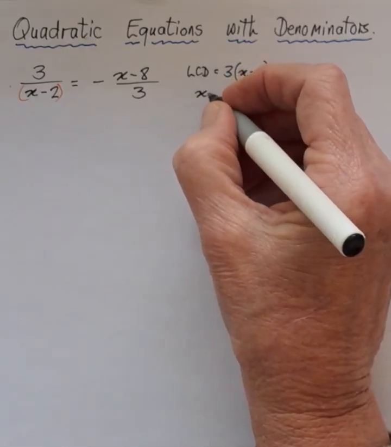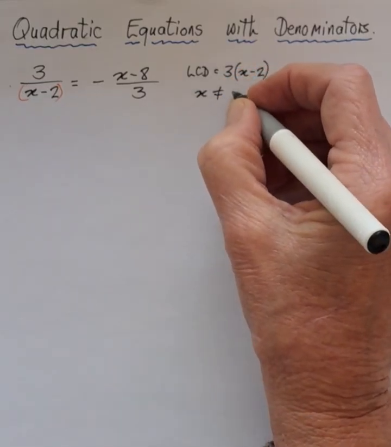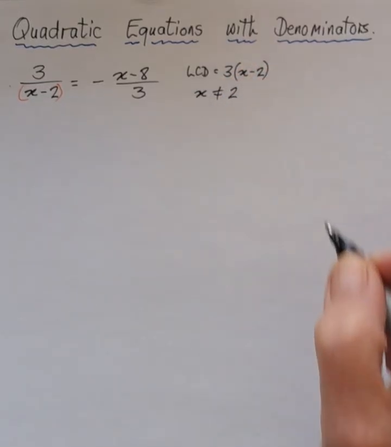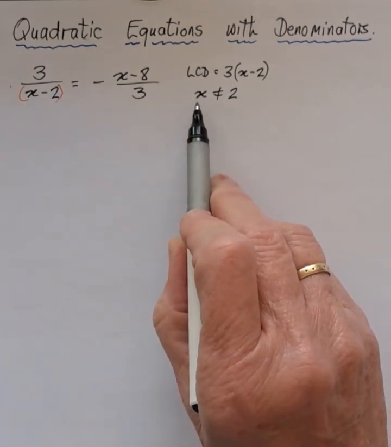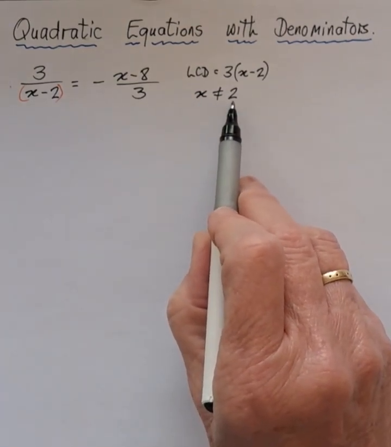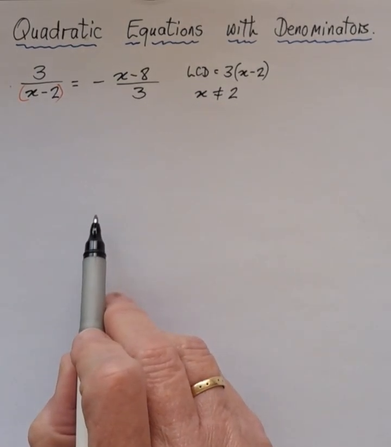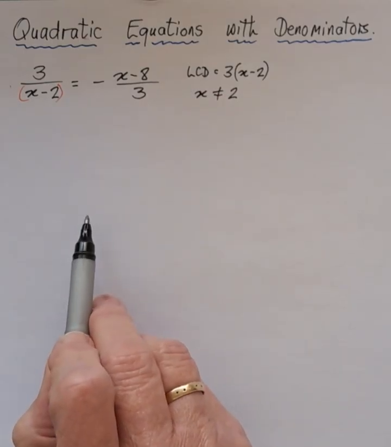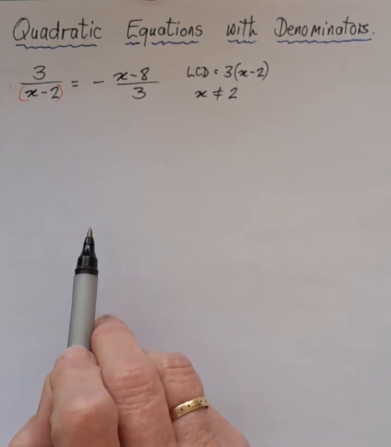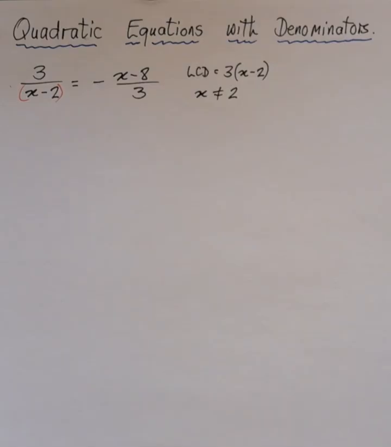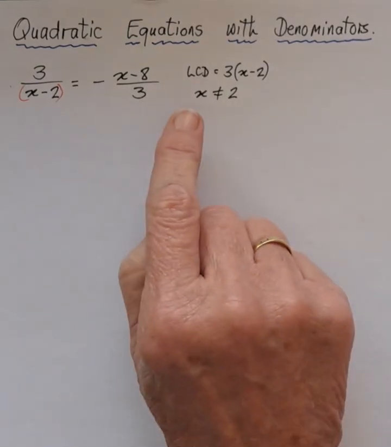So I need to write that down straight away, and that is called my restriction. So I have a restriction of x not being allowed to be equal to 2, and if when I've worked out the whole answer I get an answer of 2, I cannot accept it. I need to chuck that answer out. So let's see what we do.